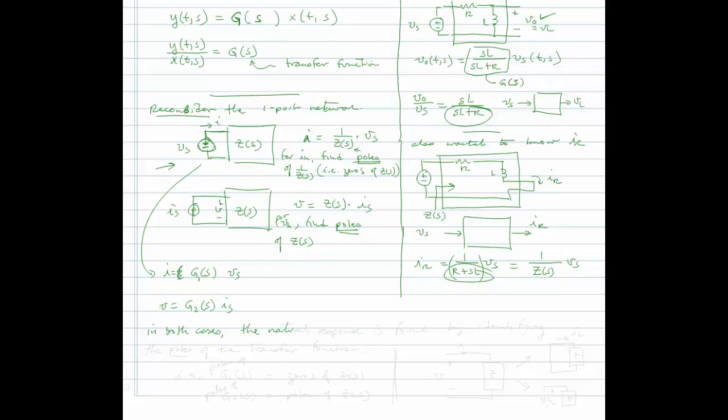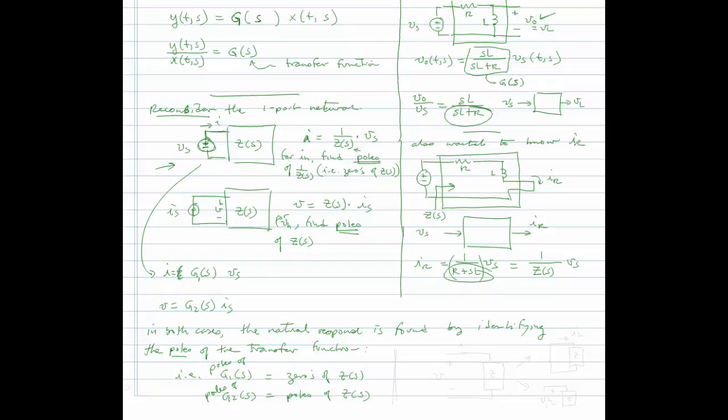the natural response is found by identifying the poles of the transfer function. I.e., poles of G1 of S are equal to the zeros of Z of S, which is how we talked about it in the past. And the poles of G2 of S are the poles of Z of S.